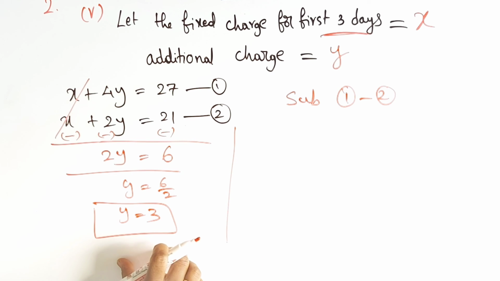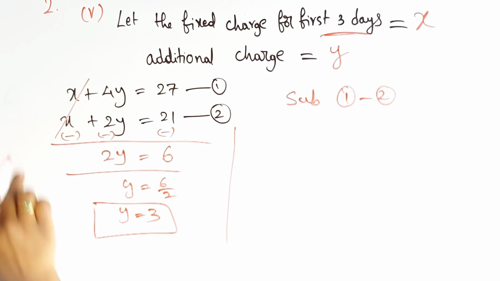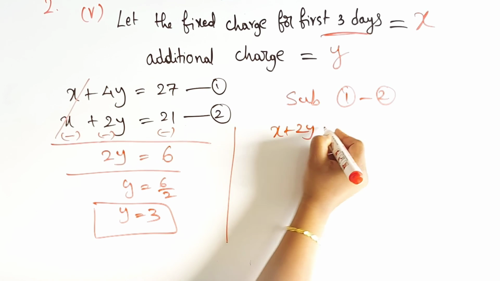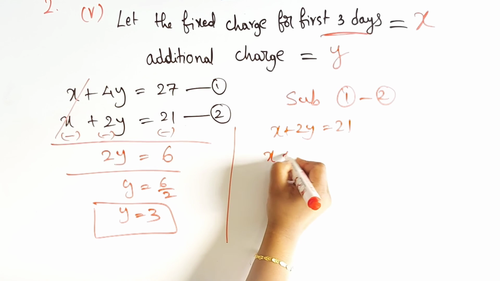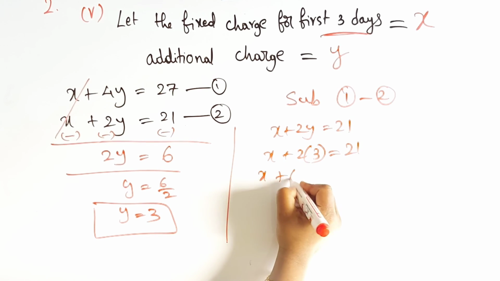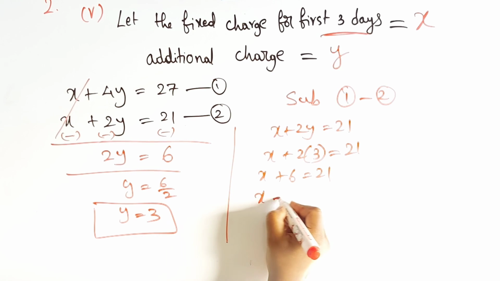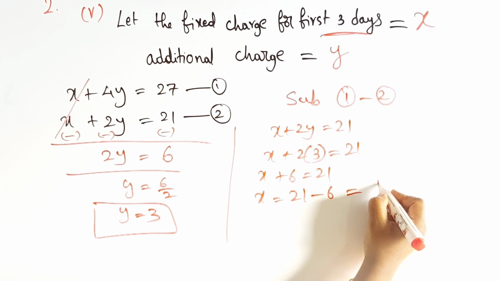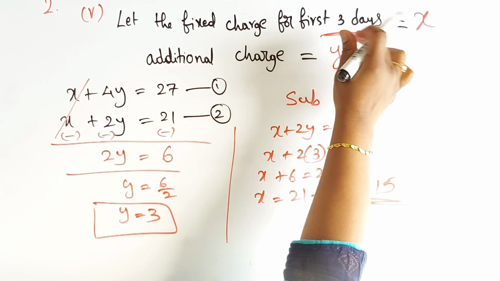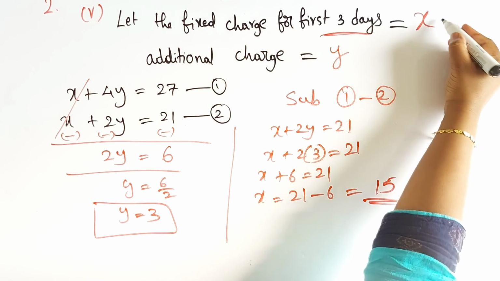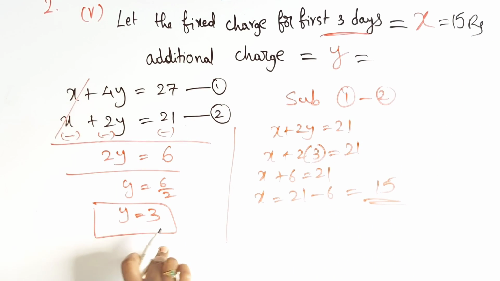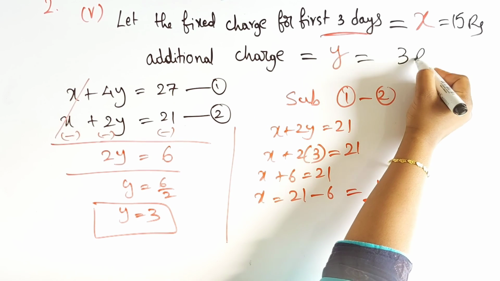Now what is x value? For that we have to substitute this y value to any equation. So let us take second equation, x plus 2y equal to 21. x plus 2 into 3, y is 3, no? That equal to 21. x plus 6 equal to 21, children. x equal to 21 minus 6, that equal to 15. What is x, children? That is fixed charge for first 3 days, 15 rupees. Now what is y? Additional charge, 3 rupees.